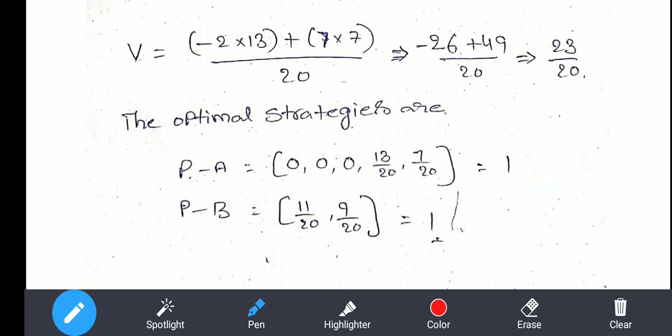Here B will have 2 strategies, that is Q1, Q2. Sum of these two will be equal to 1. So we find the value of the game, and the probabilities will also sum to 1. That's it about the mixed strategy, graphical method in game theory. Thank you.